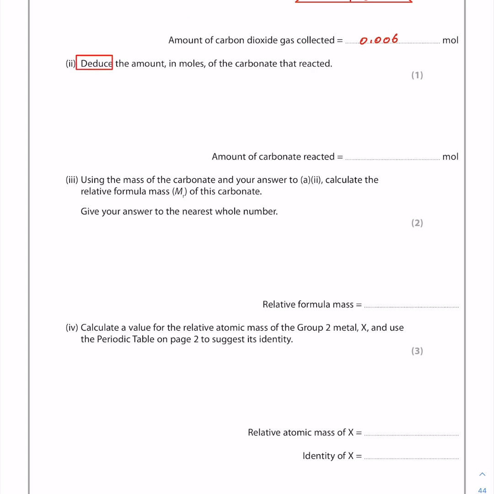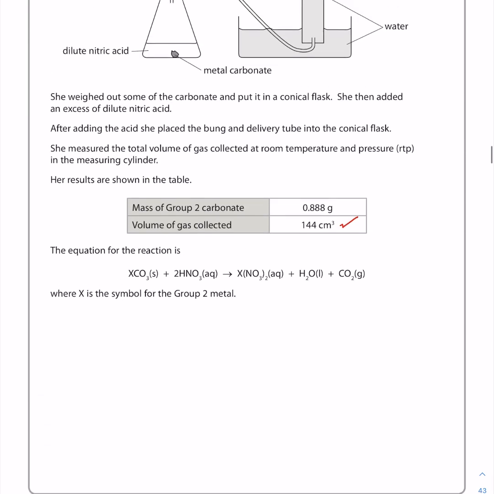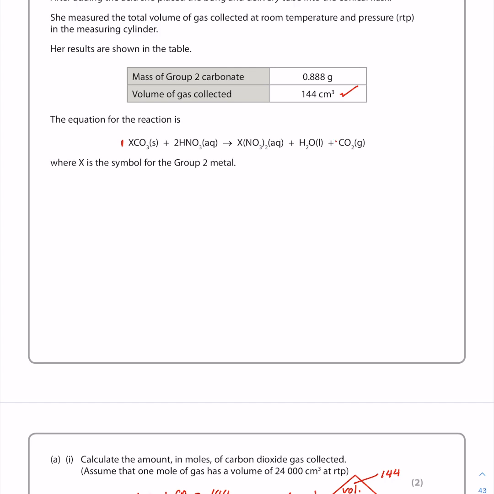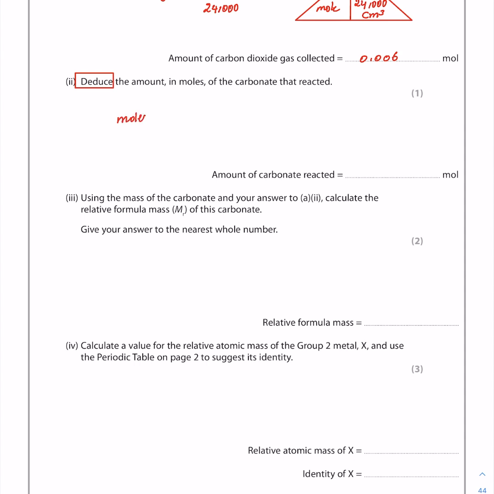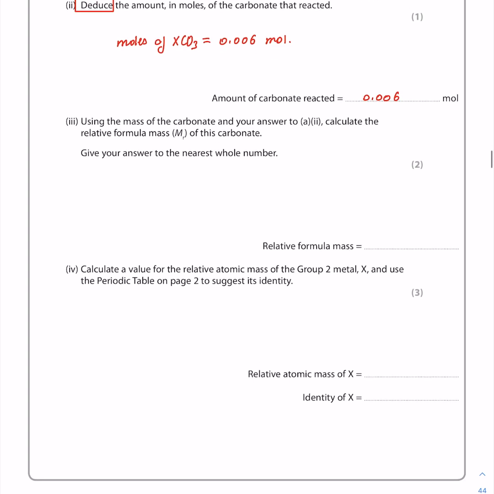Deduce the amount in moles of carbonate that reacted. طيب الريشيو between X carbonate and the carbon dioxide is 1:1. وبكده يبقى المولز of X carbonate is equal to carbon dioxide. يبقى المولز of X carbonate is equal to المولز of carbon dioxide اللي هي 0.006 مول. يبقى هنا 0.006 مول. Using the mass of carbonate and your answer, calculate the relative formula mass of this carbonate. طيب أنا القانون بيقول عندي إن المولز is equal to mass over MR. moles is equal to mass over MR.